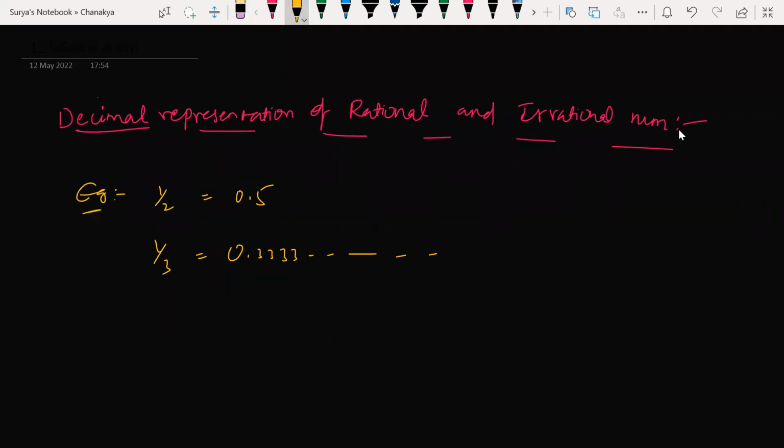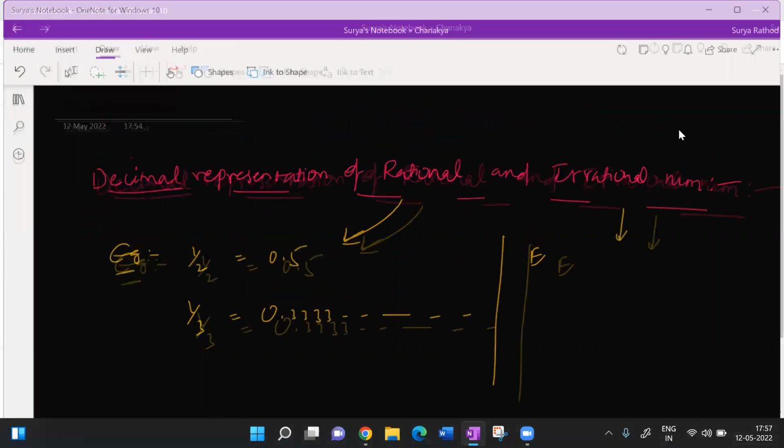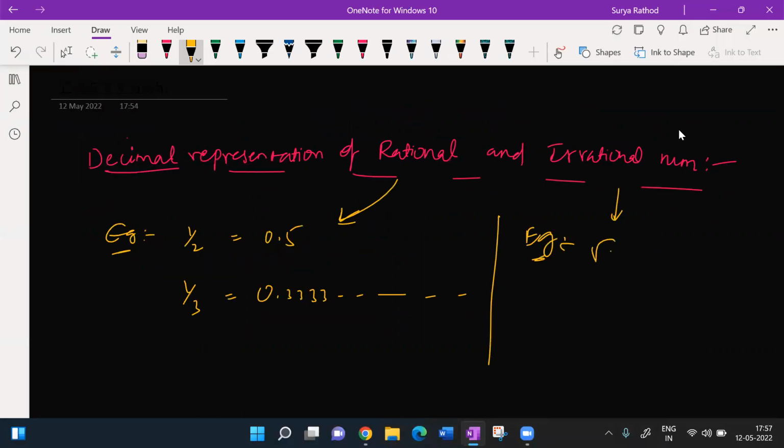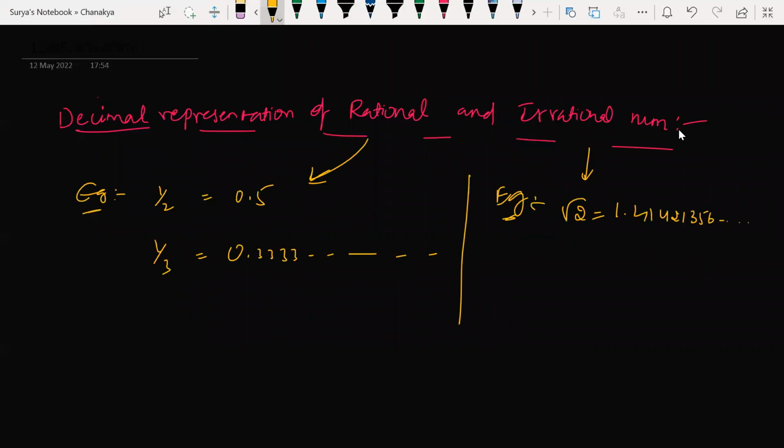Correct? Now, this is for rational numbers. If I talk about irrational numbers, how? Look at this. Suppose you have root 2, beta. Root 2 value is 1.4142135 and so on. This is how you will be getting it. It will be never ending. Understood my point?